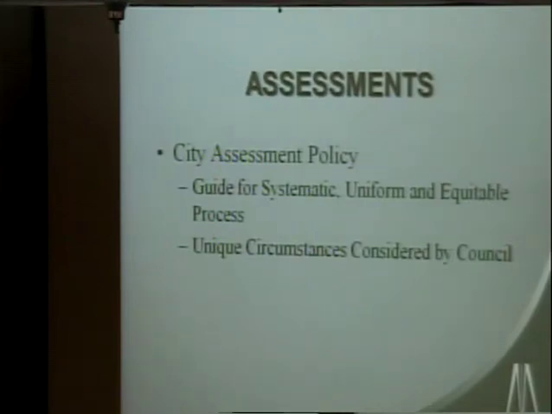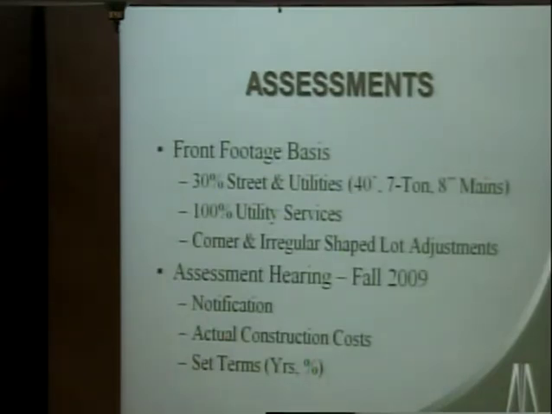Can be considered by the council in terms of how their assessment is calculated. The assessments, in general terms, are based on front footage in the case where we have reconstruction projects, and it boils down to about a 70-30 split, with 70% of the project itself in terms of the streets and utilities being borne by the city. The other 30% is allocated to the property owners on a front footage basis, and that's based on a 40-foot curb opening, 7-ton design with 8-inch sanitary sewer and water mains.